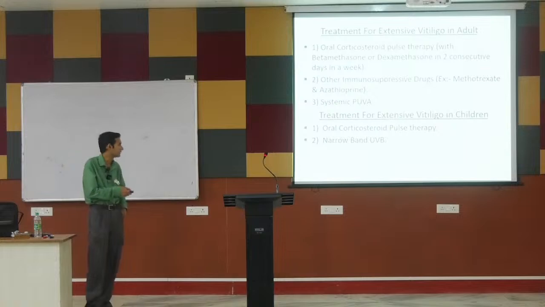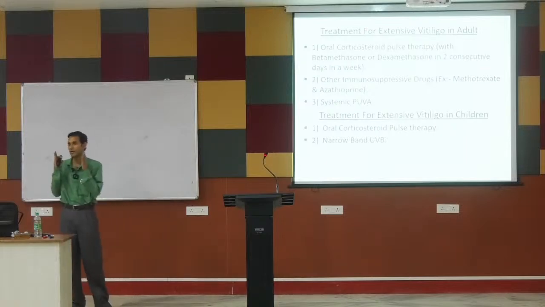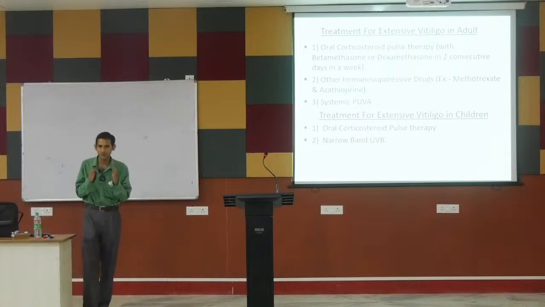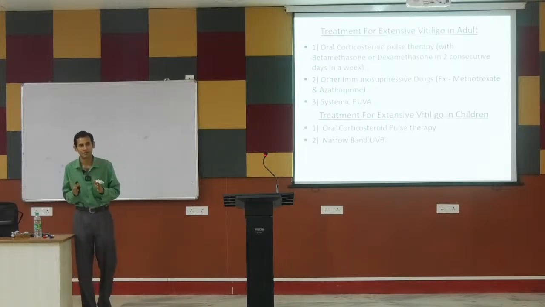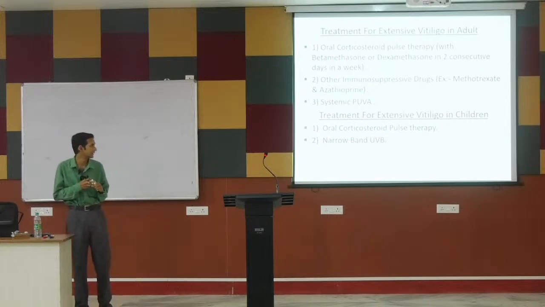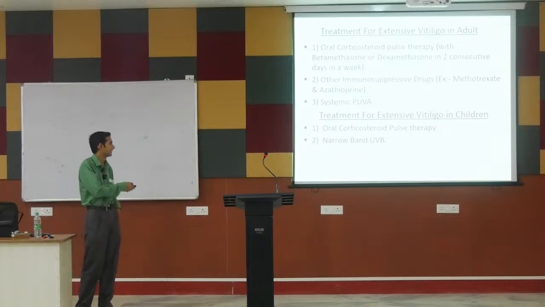And now coming to systemic PUVA therapy. Systemic PUVA therapy is also done for extensive disease, but the vitiligo must be stable. It is usually done for stable vitiligo, and the age of the child should be more than 12 years. Now coming to the treatment of extensive vitiligo in children.